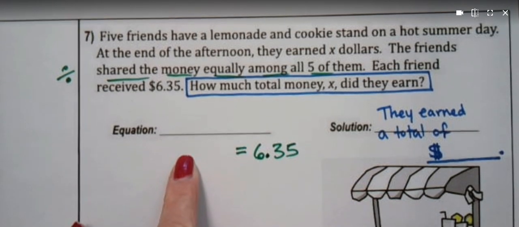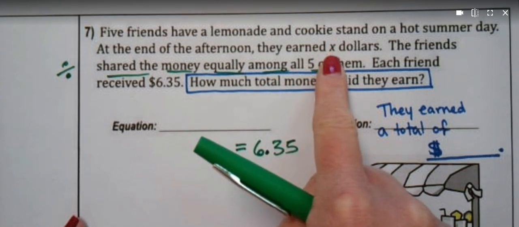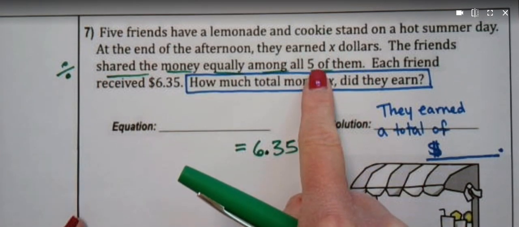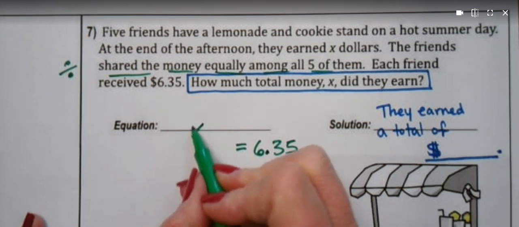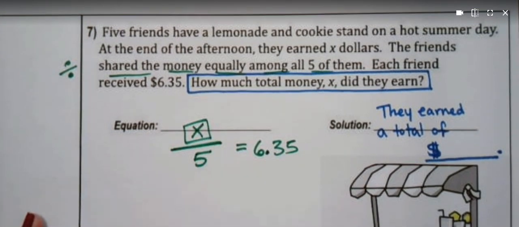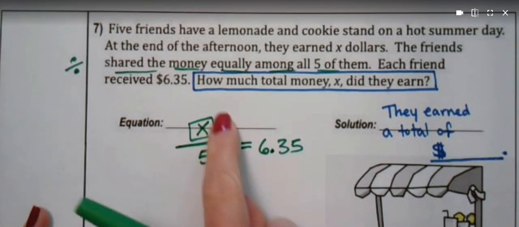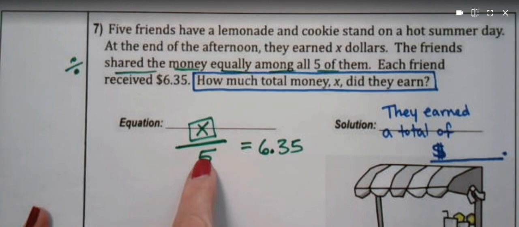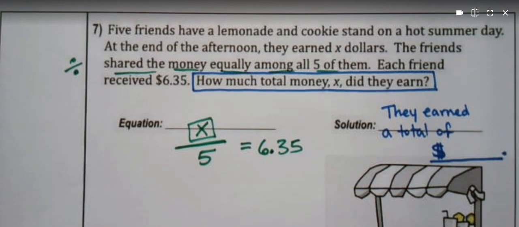Okay, let's go to the beginning here. What happened? Well, they took all of the money X and they divided it by 5 people. So let's show that. All the money X and they divided that by 5 people. So we've got to figure out how much money this was. What's this total money where they divided it by 5 and they each get this much money? All right, so we've got division.